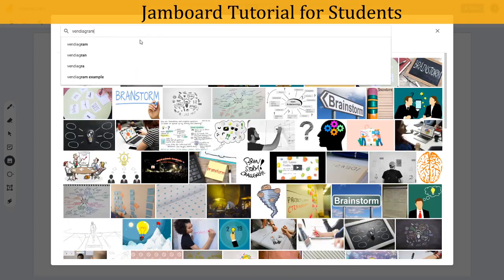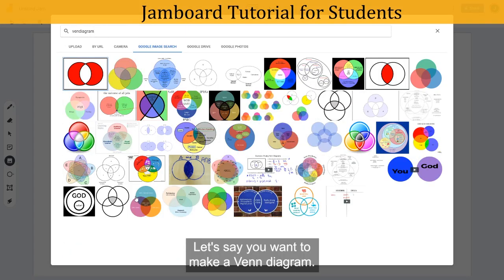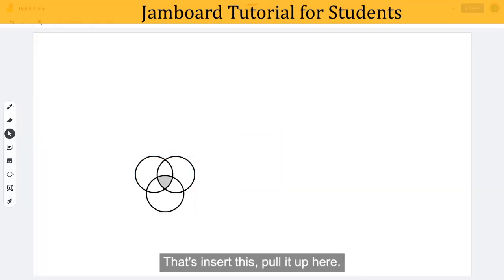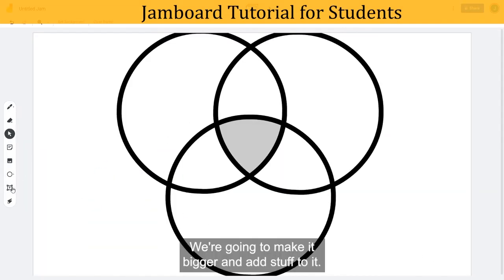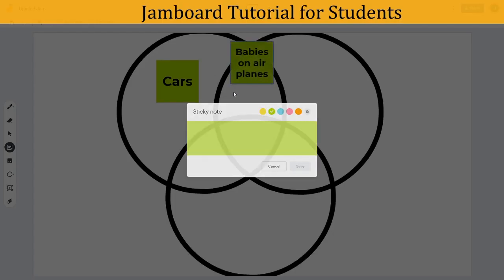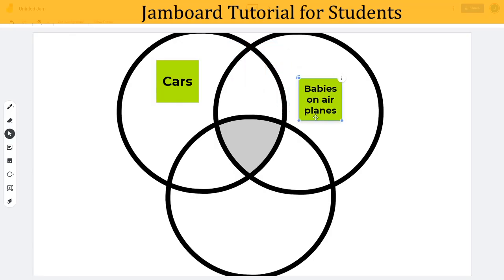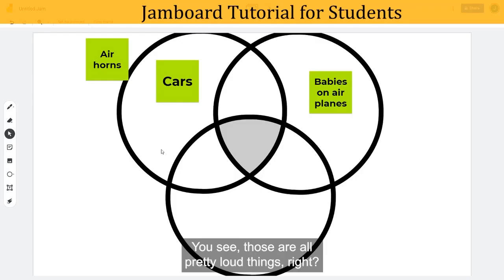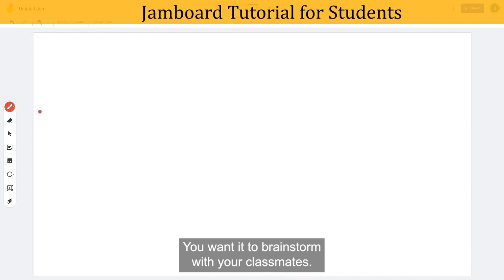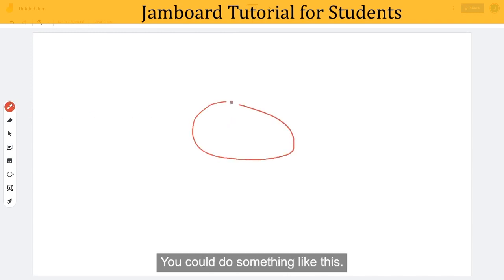Google image search. Let's say you want to make a Venn diagram. Let's insert this. Pull it up here. We're going to make it bigger. I'm going to add stuff to it. Sticky notes. So let's say I got cars. You can see these are all pretty loud things, right? You can make a Venn diagram this way. If you wanted to brainstorm with your classmates, you could do something like this.